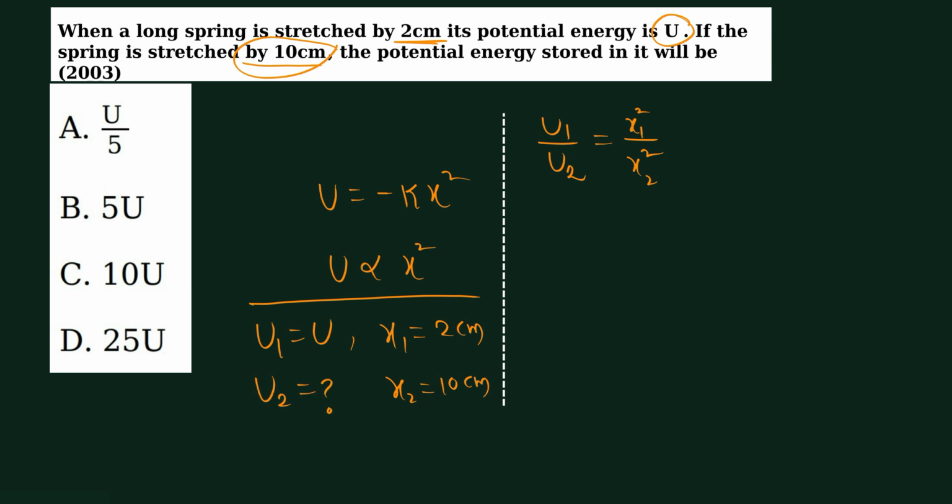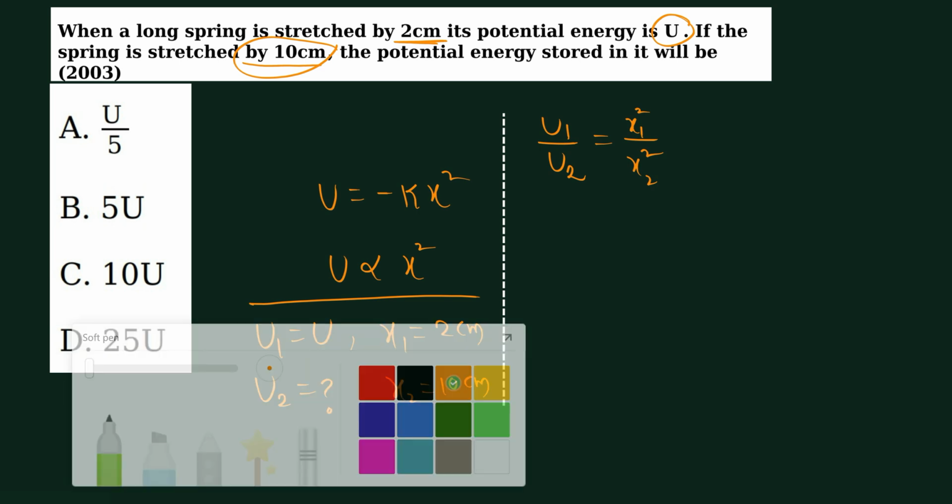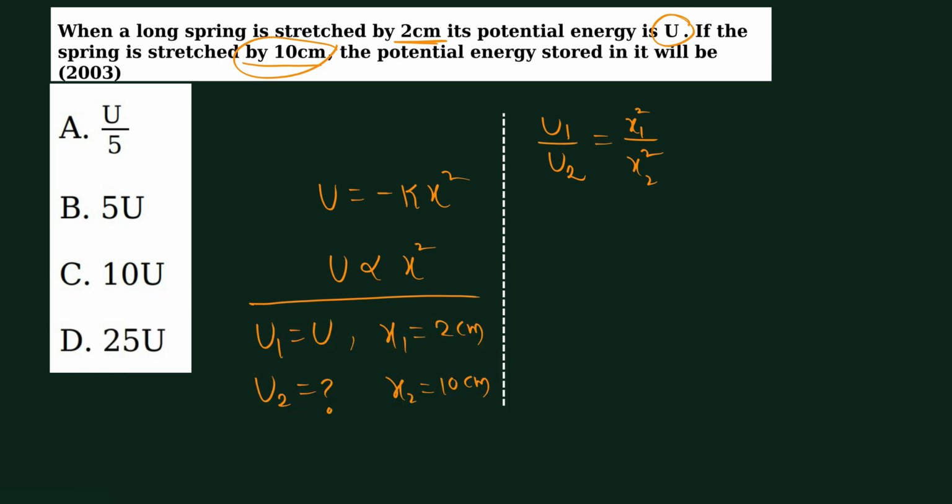Please substitute these values in the given equation, then you will get this relation. All of you please do this. What is the u1 value? That is U. The u2 value we need to find out. What is the x1 value? 2 centimeters, so 2 square is there, right? What is the x2 value? 10 square is there. So 2 square is 4, 10 square is 100.